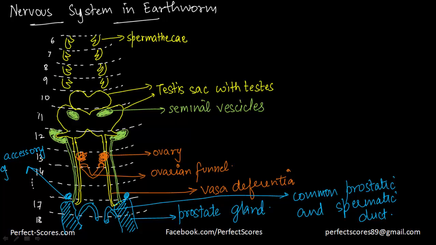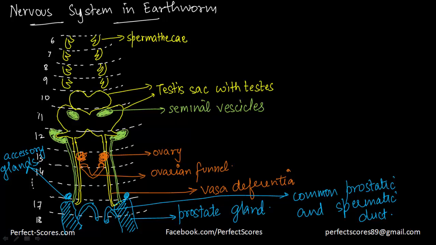Now, since the earthworm has both the male and the female genitalia, that means it's a hermaphrodite, bisexual. The testes and the ovaries are present in the same individual. And there are two pairs of testes that you can see, that is in the 10th and in the 11th segments. The testes sacs are there. Their vasa differentia, they run up to the 18th segment, and that is where they join the prostatic duct.